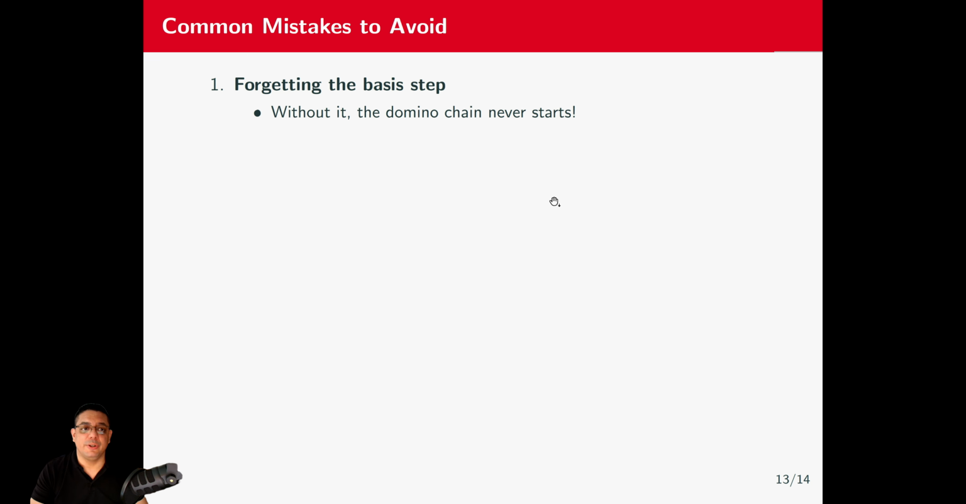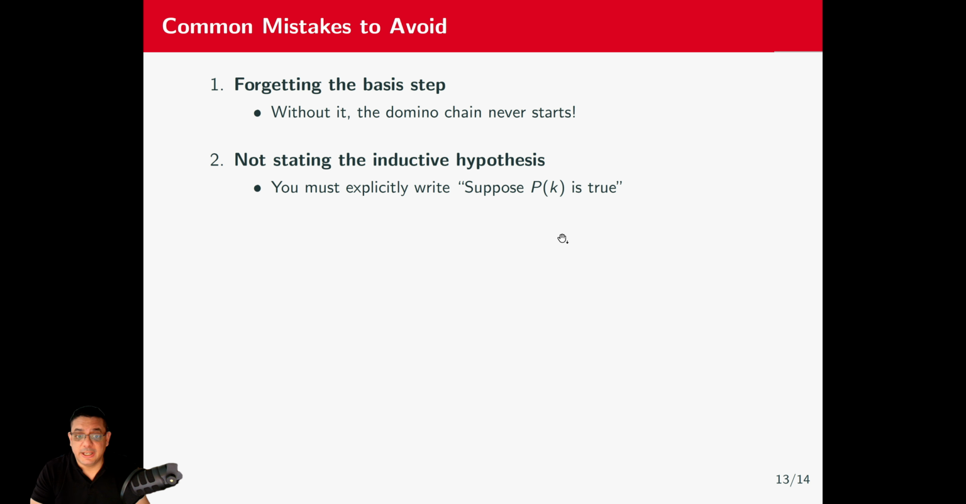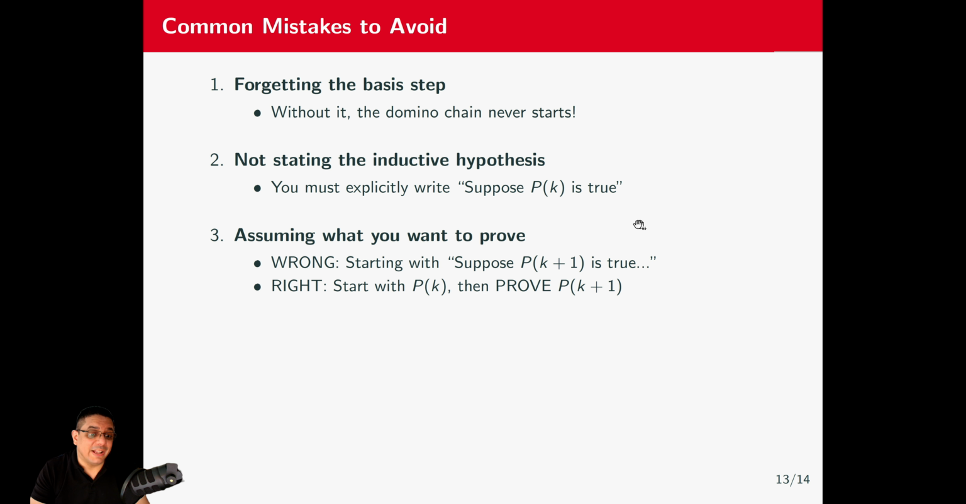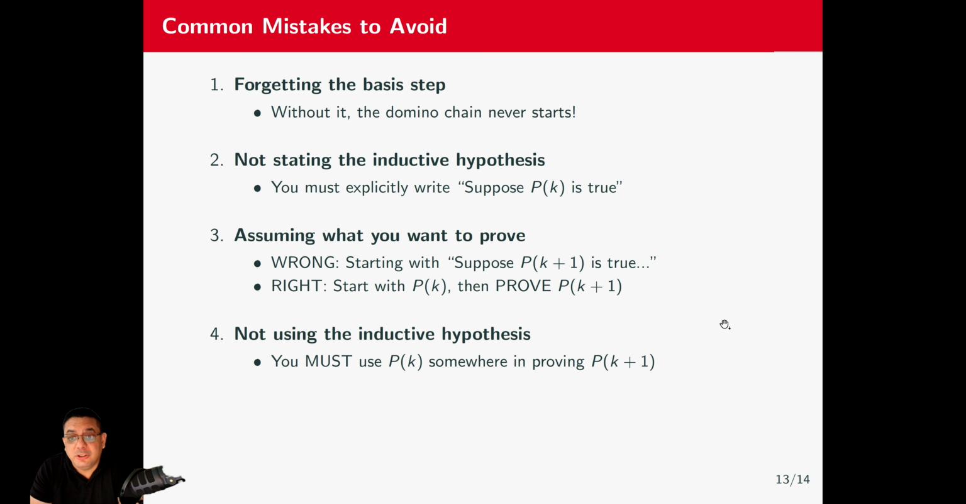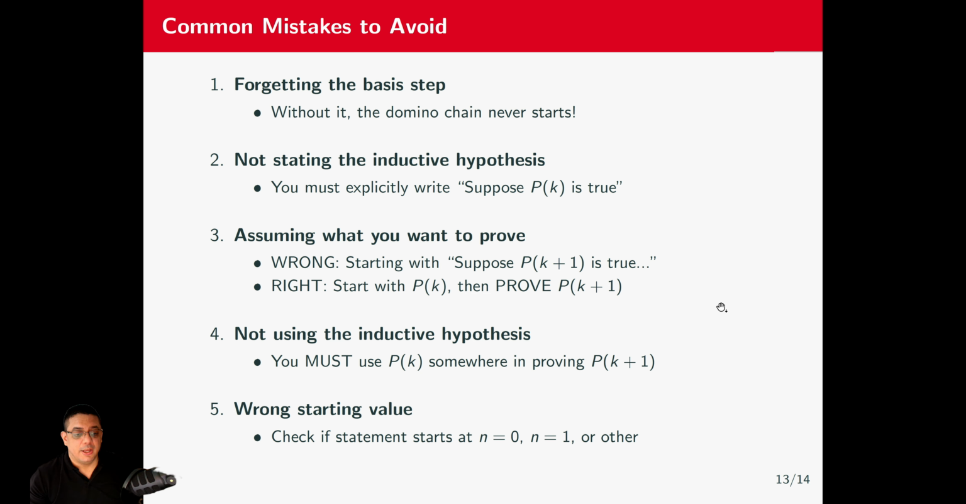You need to avoid certain common mistakes here, which are forgetting the basic step, not stating the inductive hypothesis, assuming what you want to prove, which is always a mistake, or not using the inductive hypothesis. You need to use the inductive hypothesis to go from assuming that P of k is true to proving P of k plus 1. Okay? You also have to be careful not to start with the wrong value. If your statement starts at n equals 0, at n equals 1, or other, you need to use that for your first step.